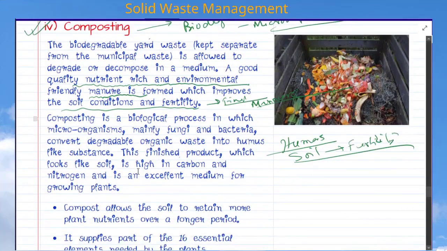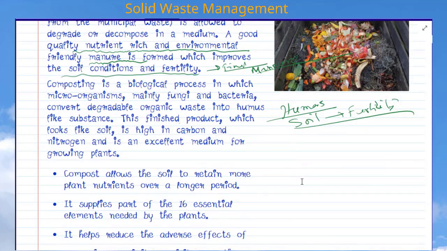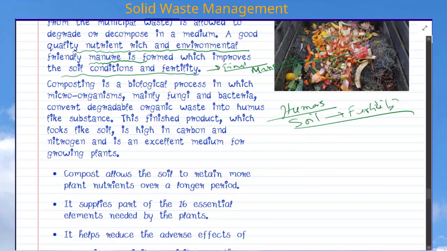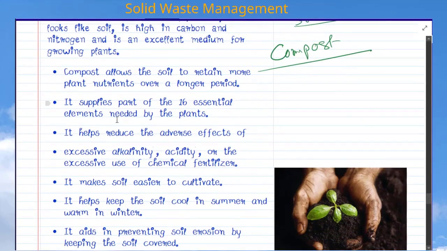This finished product, which looks like soil, is high in carbon and nitrogen and is an excellent medium for growing plants. So out of these biodegradable materials, we can get some compost, which is mainly a humus-like material, looks like soil, and is very good manure. So there are some points about compost.